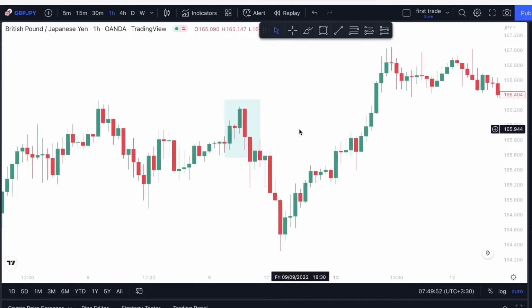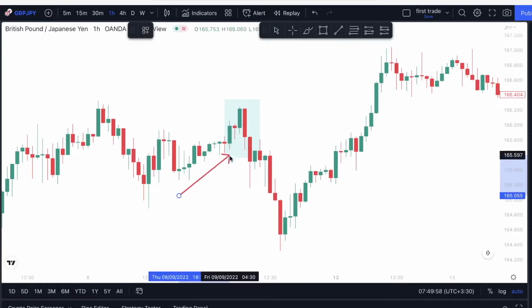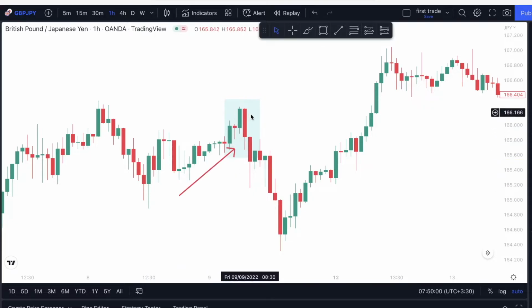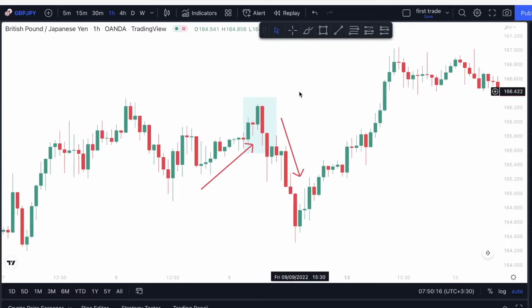For example, this one: we had an uptrend here, and after this bearish pattern, the downtrend begins. As you can see, the second candle engulfs the first one, and after that the downtrend begins.